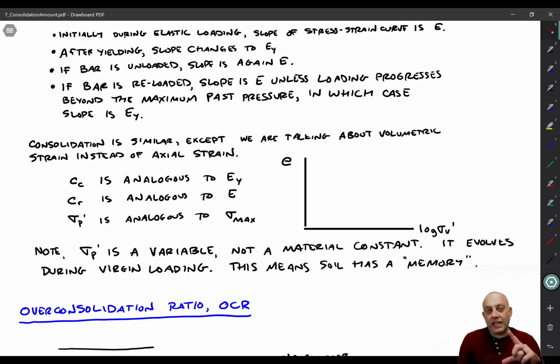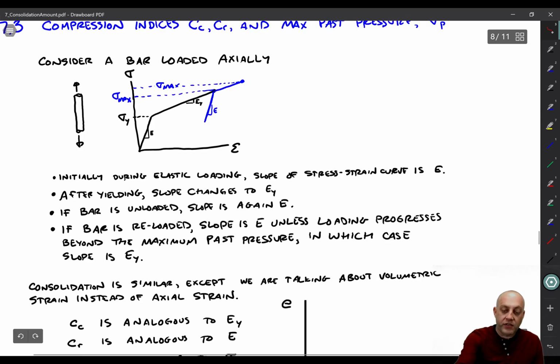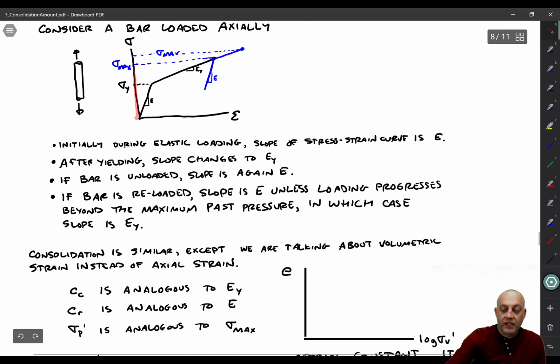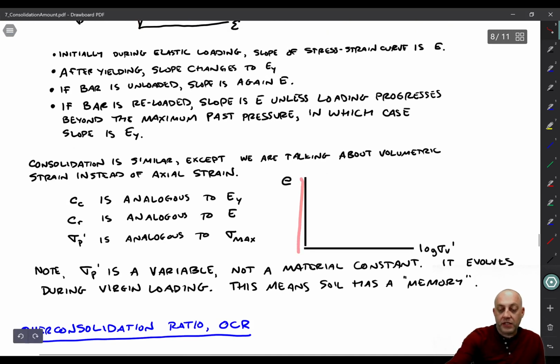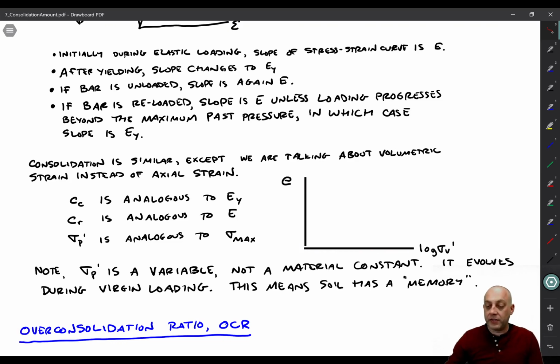And then we rotate the axes, right? So for the bar, we had our strain metric on the x-axis and the stress on the y-axis. Now the void ratio is basically related to strain, and then we have stress on the x-axis. So we kind of flip things around.